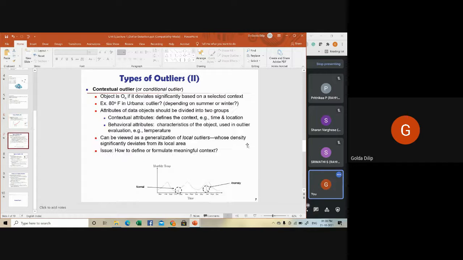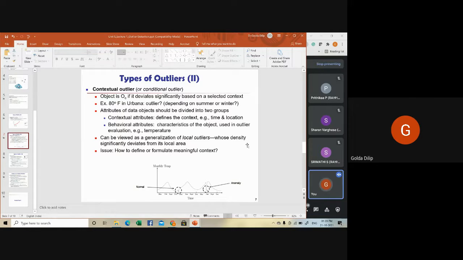Then we have the contextual outlier. A contextual outlier is nothing but a conditional outlier, based on the context. That particular individual data point will be different in some specific context or some specific condition. Then we call it a contextual outlier.